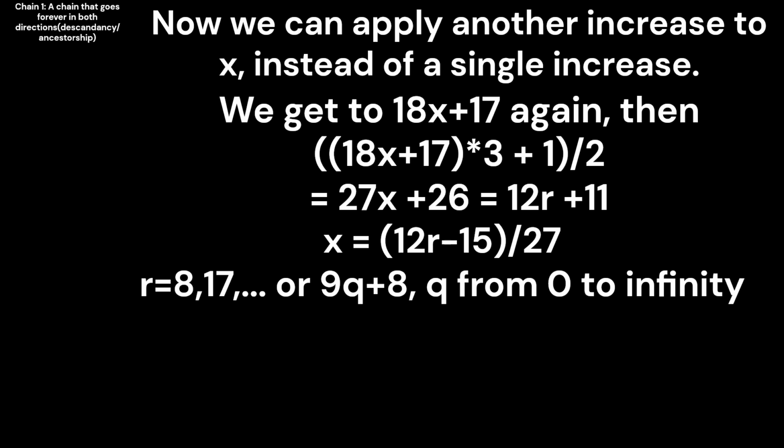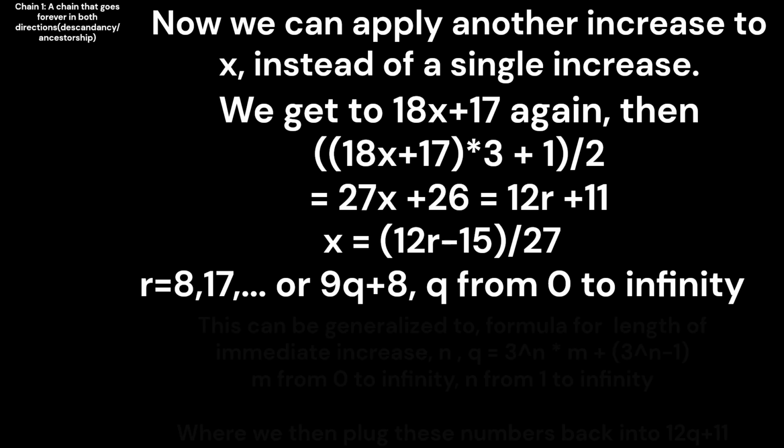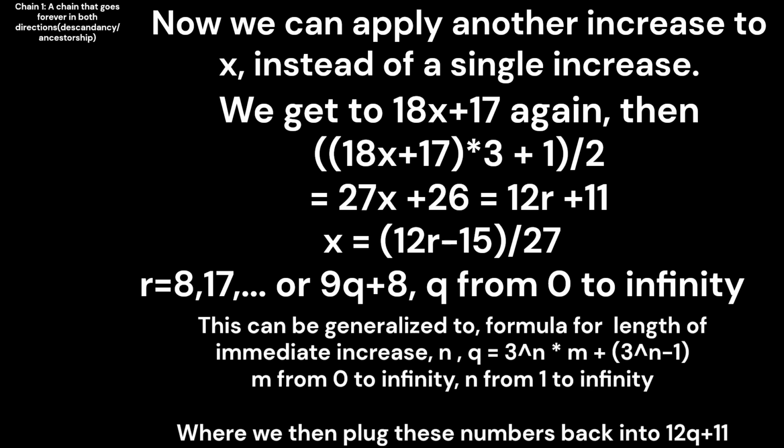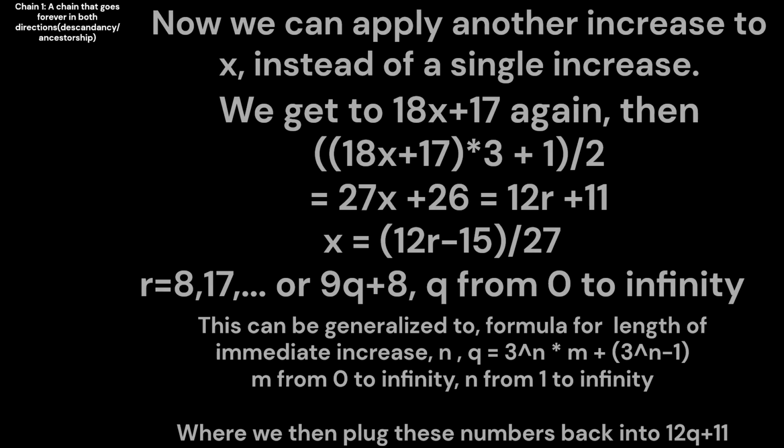Or 9q plus 8 for integers where q is an integer from, again, 0 to infinity. It is now very easy to see what the general pattern is. A minimal length of the chain n is q equals 3 to the n times m plus 3 to the n minus 1, where m is an integer from 0 to infinity and n is an integer from 1 to infinity, where we then plug this q back into 12q plus 11.